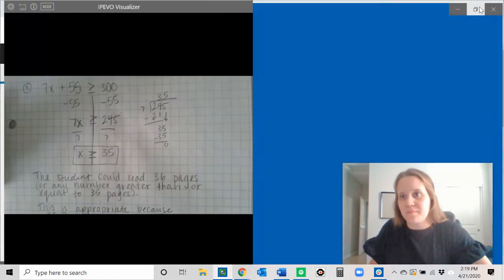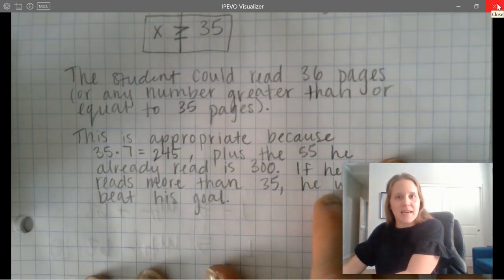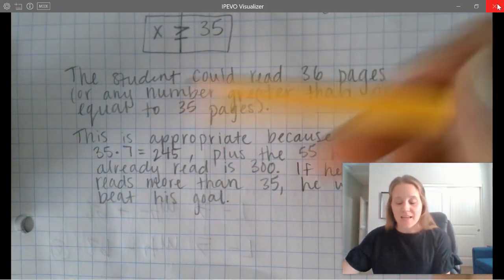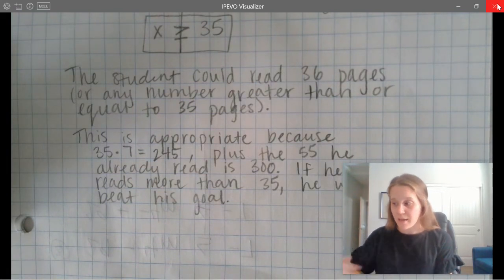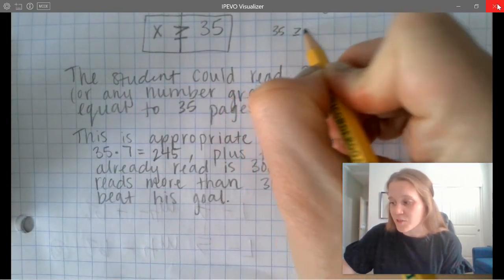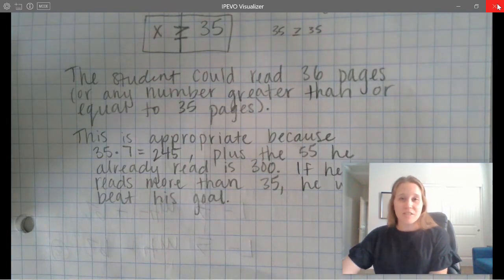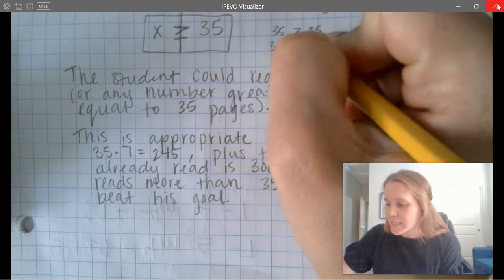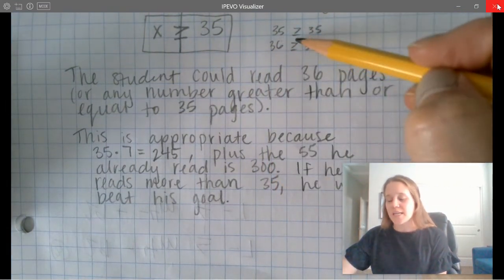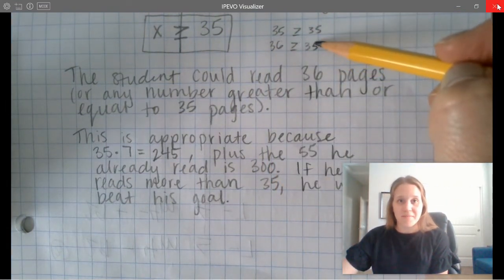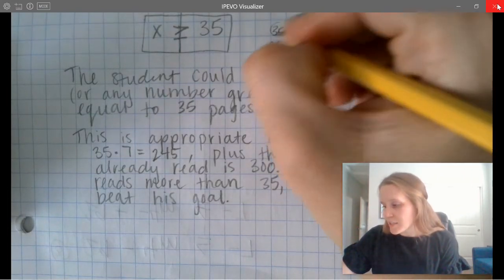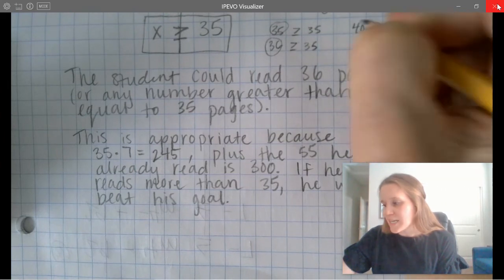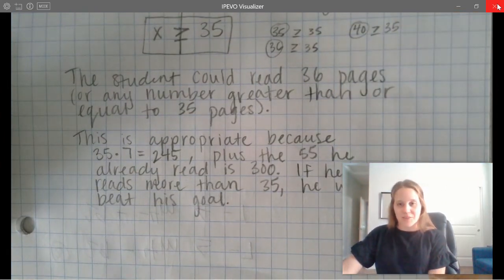Awesome. Here's what I was thinking. I know this inequality x is greater than or equal to 35 means that he could read 35 pages per day because 35 is a solution to this inequality. He could also read any value that's greater than 35, like x could equal 36. Is it true that 36 is greater than or equal to 35? Yeah. He could also read 40 pages because I know that 40 is a solution to this inequality. 40 is greater than or equal to 35.